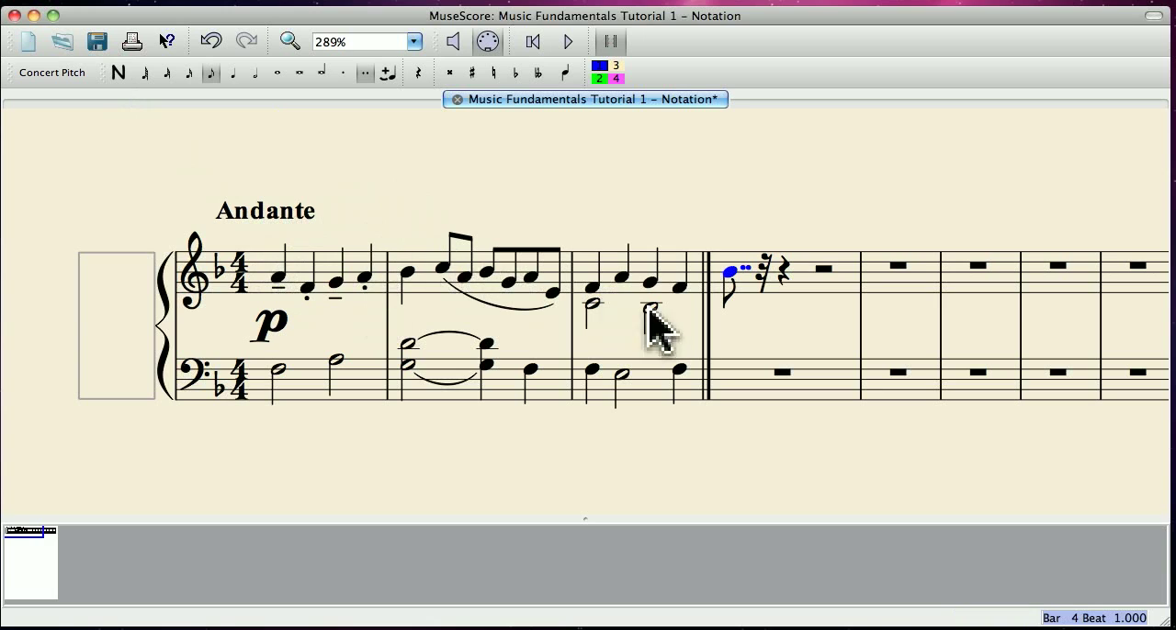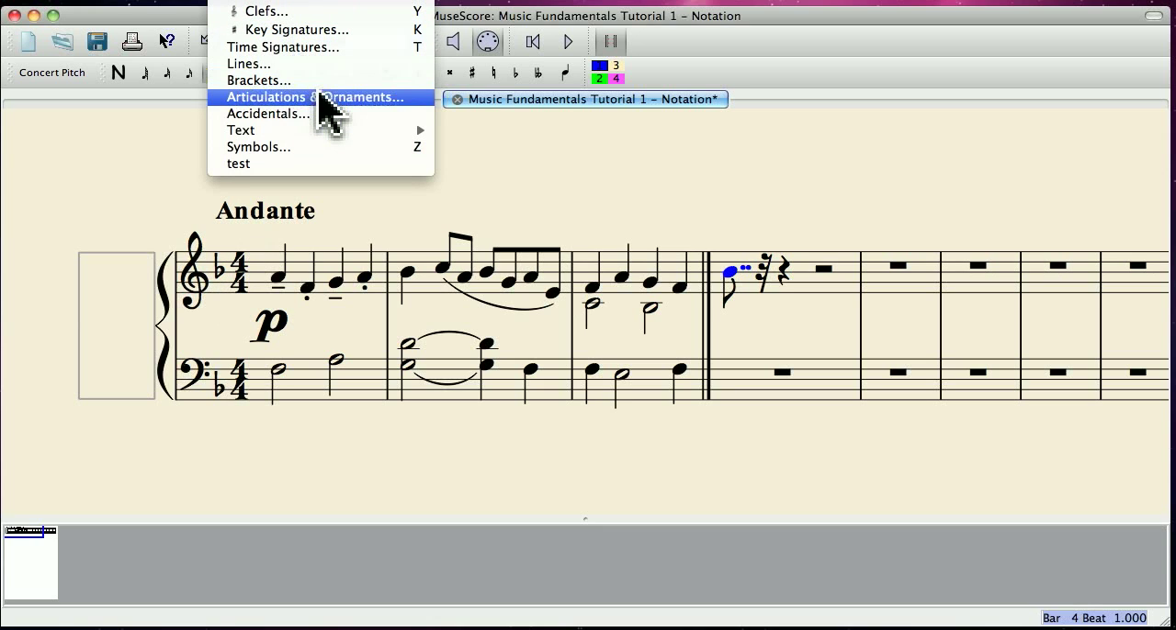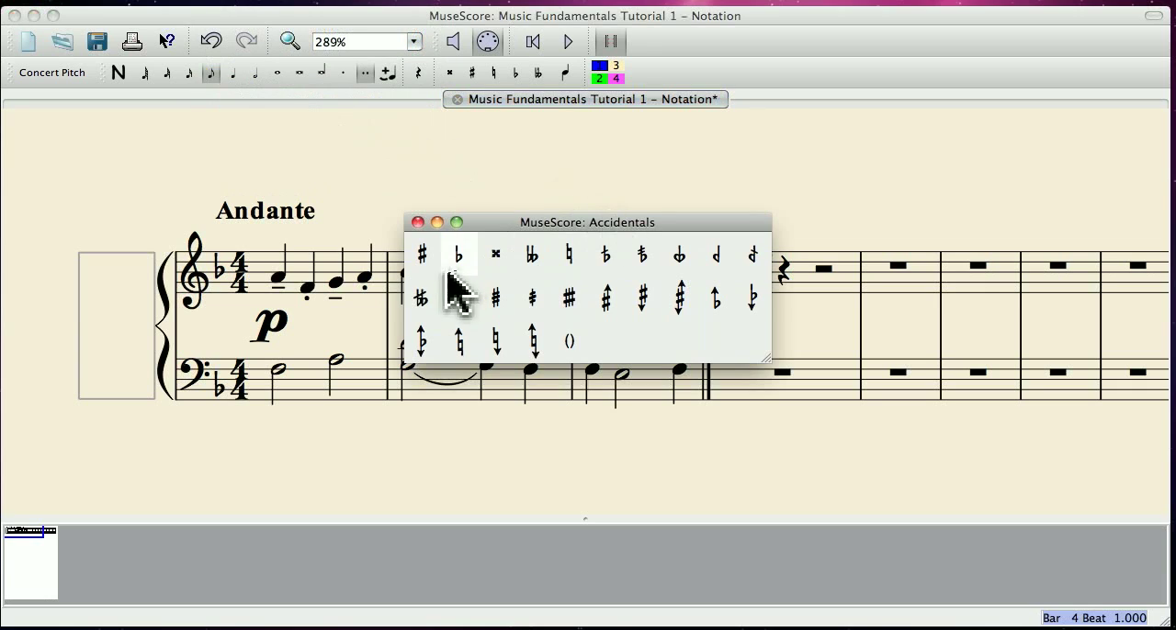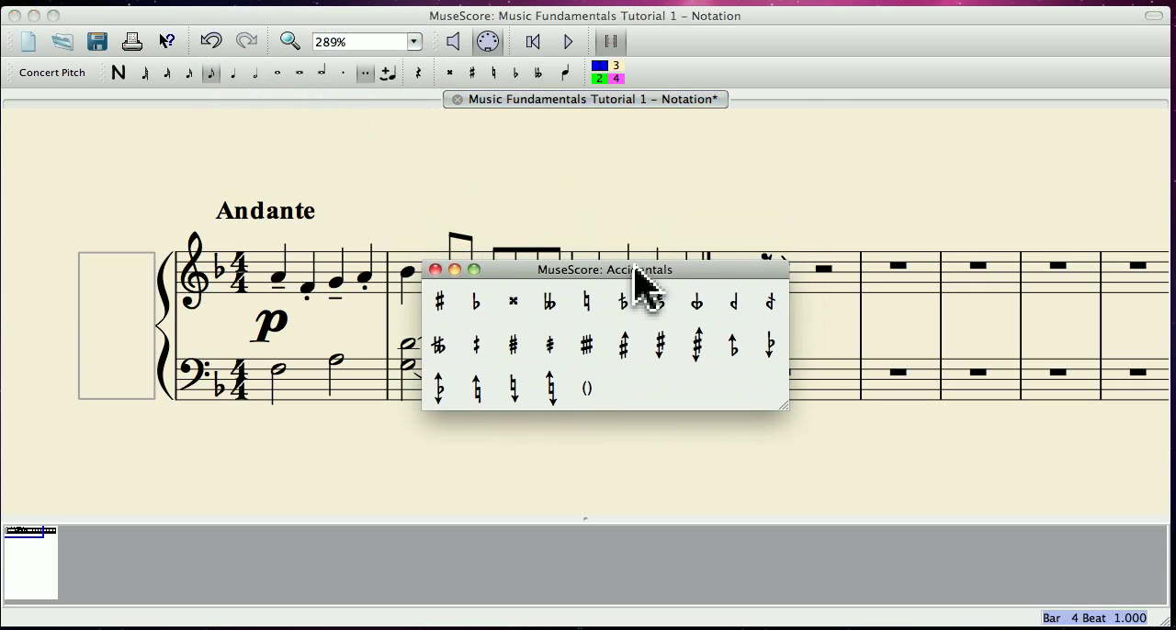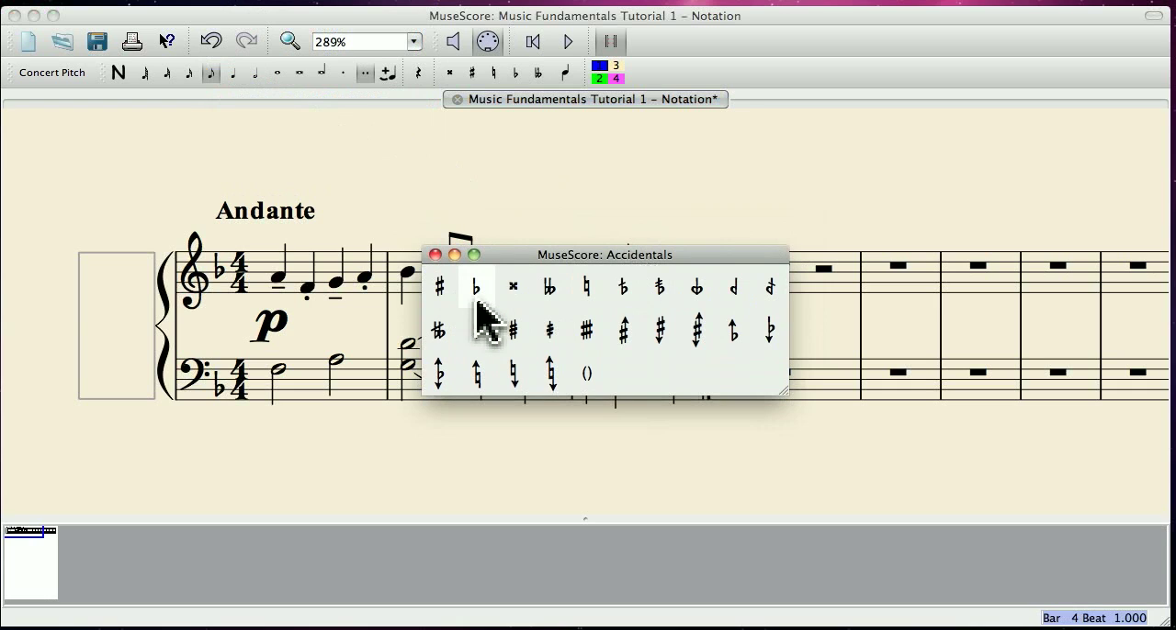Also, in music, there are these things called accidentals. You can see right here, this is an accidental. This is the flat. In fact, let me open up a menu that has more accidentals. So here you can see there's quite a few accidentals to choose from. This is called a flat. This is called a sharp.